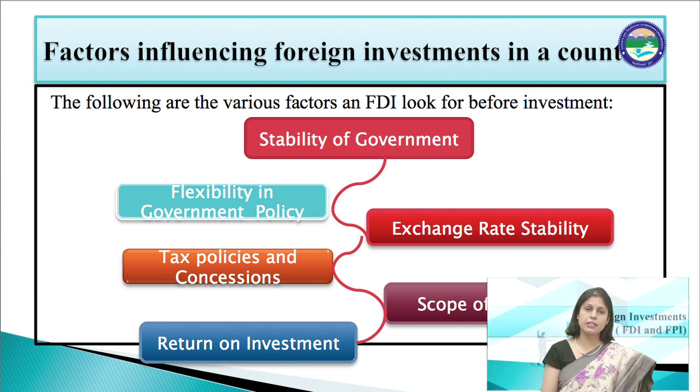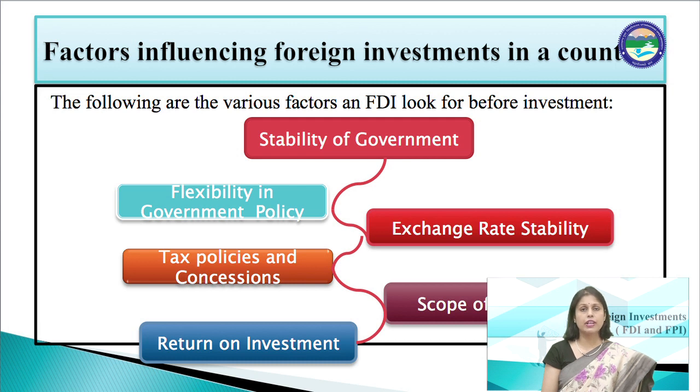Next is the flexibility in government policy. Flexible governments' foreign trade policies encourage foreign investors for investment in other countries. Also, as per the WTO regulation, member countries have to adopt flexible policies permitting FDIs in all areas, including those in which they were prevented previously. For example, in India, power generation was not permitted to the private sector. Now in Maharashtra, the whole power company is allowed to do so.